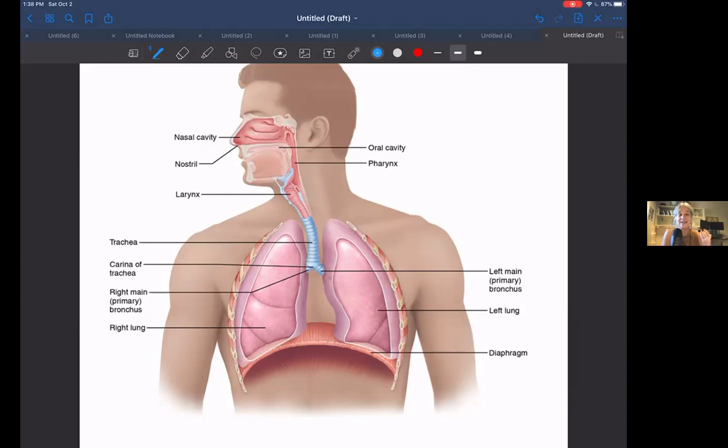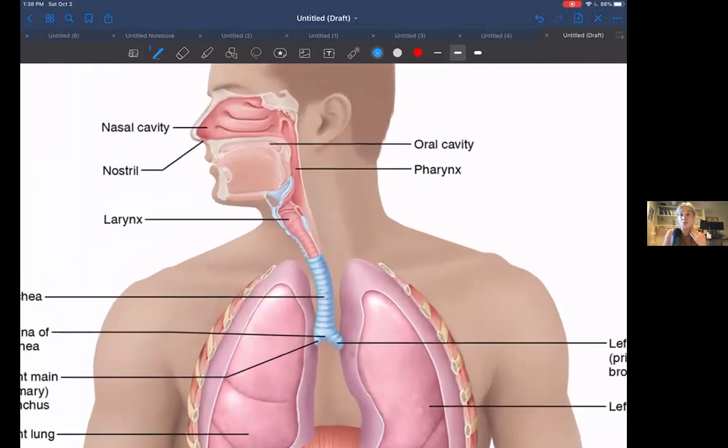That is connected via a structure in the back of our throat, which is called the pharynx. The pharynx is part of both the digestive system and the respiratory system. It is a common opening to both the esophagus, which would be dorsal or behind, and also to the trachea, which is in front. Here you can see the pharynx located right here.